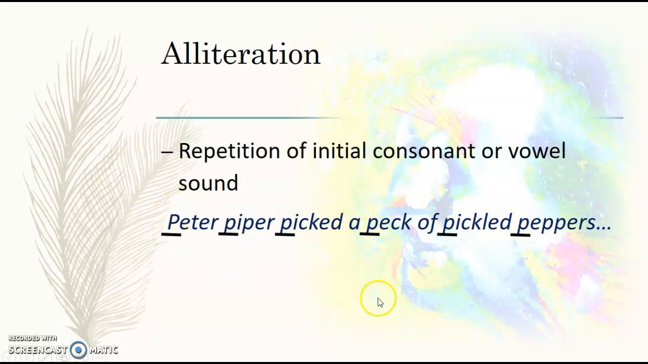And when a poem makes use of the same example, then we consider that as alliteration. Again, alliteration is the repetition of initial consonant or vowel sound, just like the example that we have here.